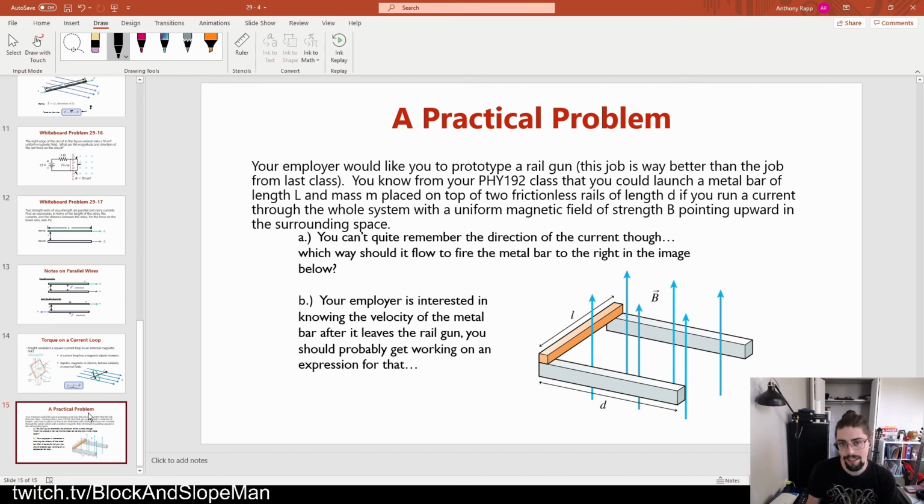A current with a magnetic field is going to experience a force. Your job is to first figure out what direction we need that current to go so that it fires that way and not into us. And second, using these variables that we've got, L, M, B, and I, what velocity should we be getting after this thing is launched? Okay, let's start to take a look at this one.